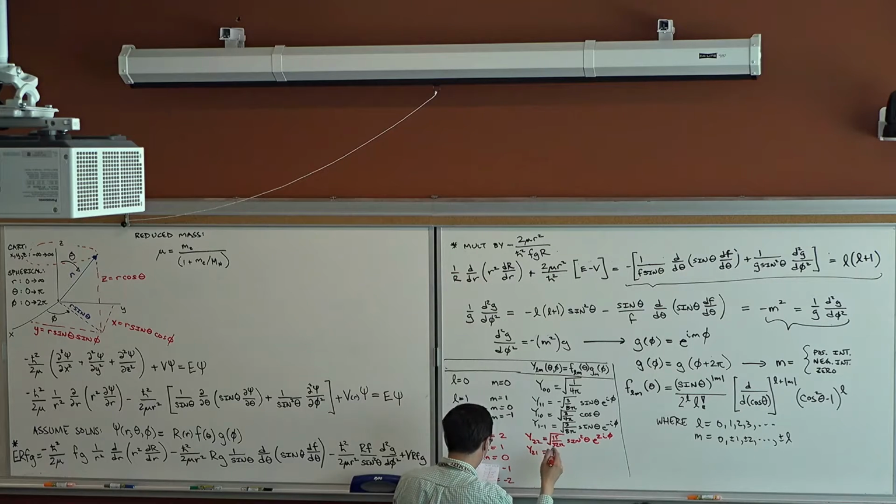y21 is minus 15 over 8 pi times sine theta times e to the i phi. The 0 case, and I may actually stop with this one, because I'm running out of space. y20 is 5 over 16 pi times 3 cosine squared theta minus 1.